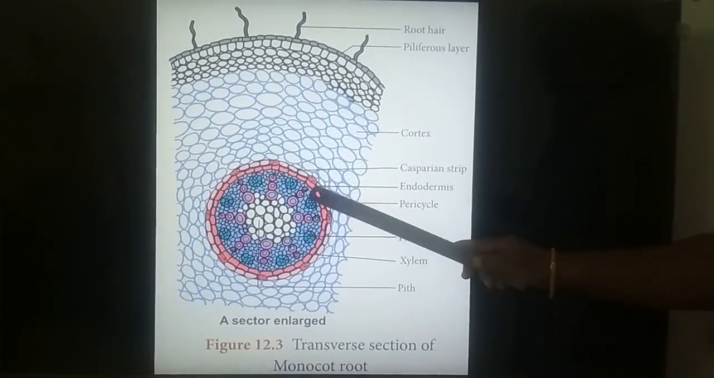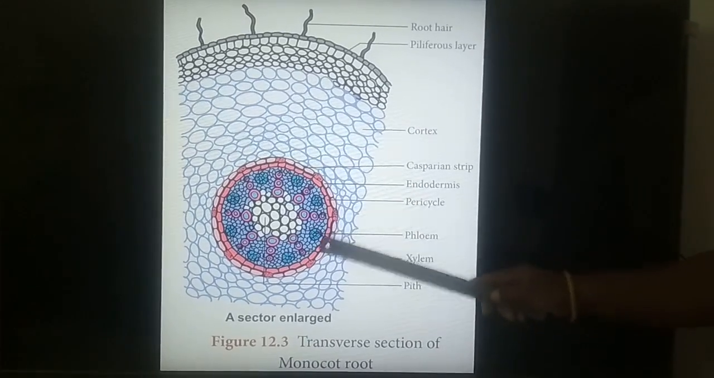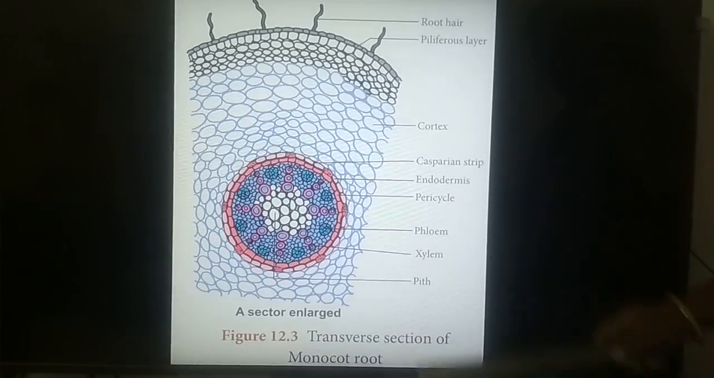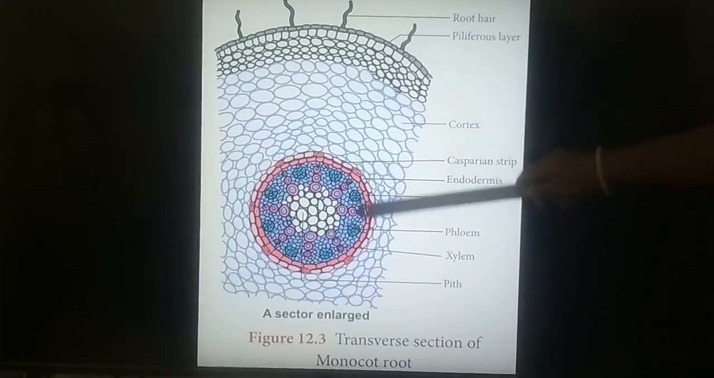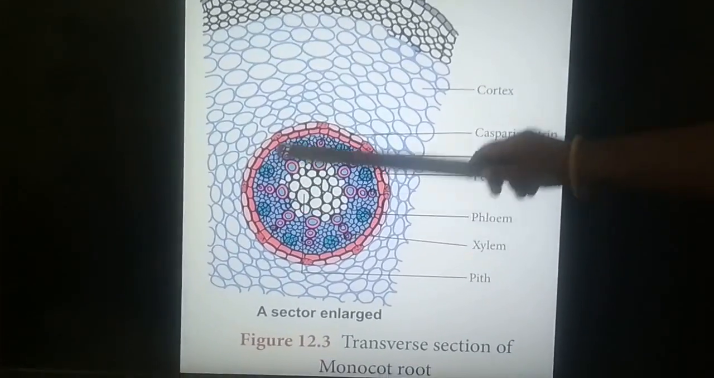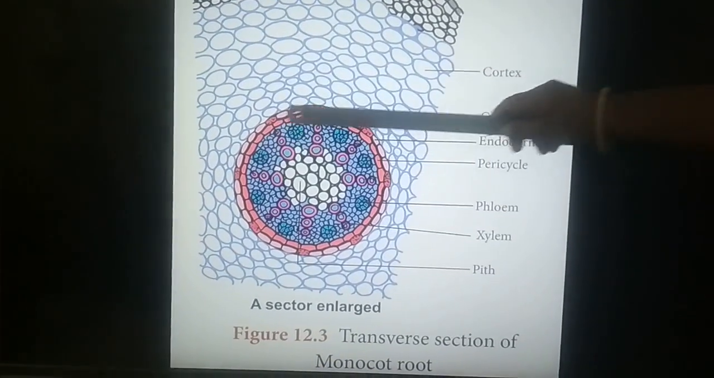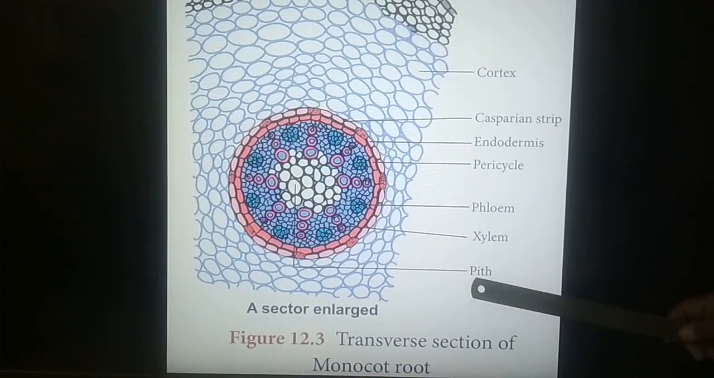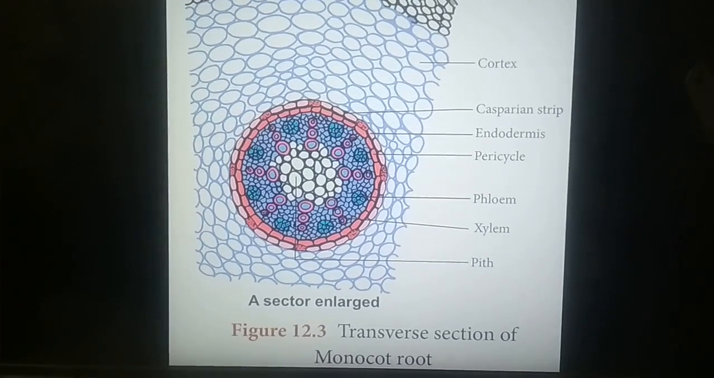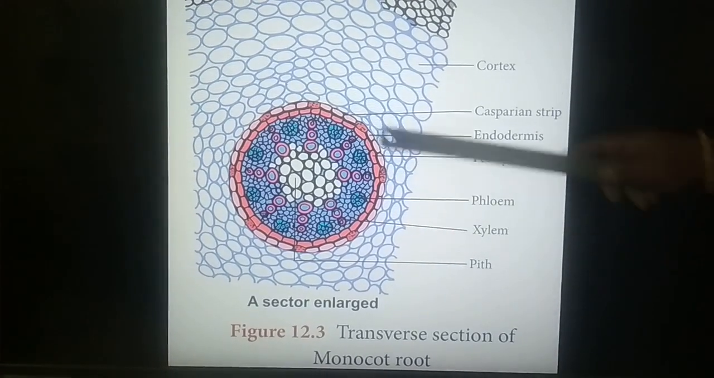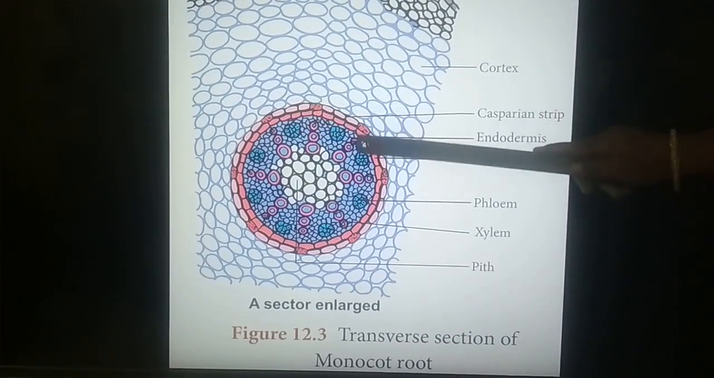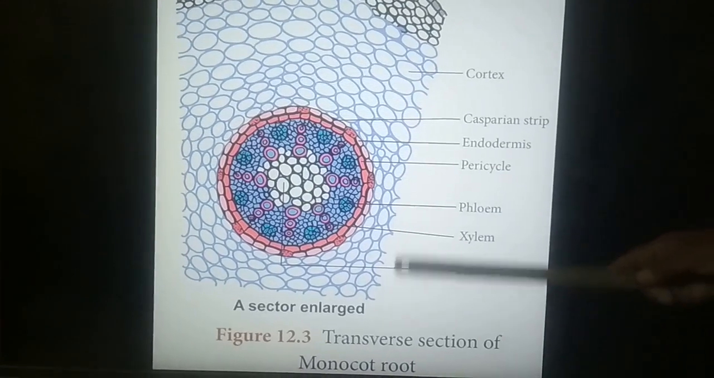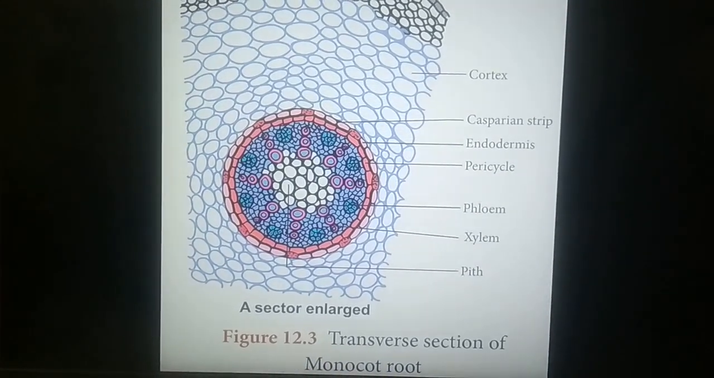Now coming to the next one, vascular bundle. This vascular bundle is different from that of the dicot root. See here, there are more than 6 bands of xylem and phloem. So it is said to be polyarch. In dicot we have seen it is tetrarch. In monocot it is polyarch because there are more than 6 bands of xylem and phloem. Other than that, it is radii as well as exarch.